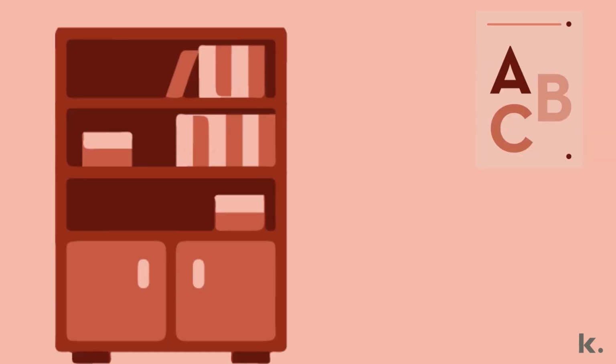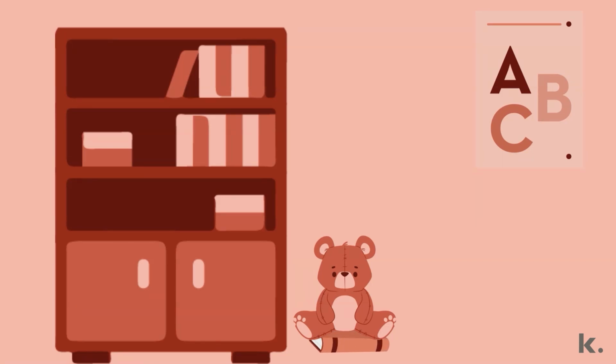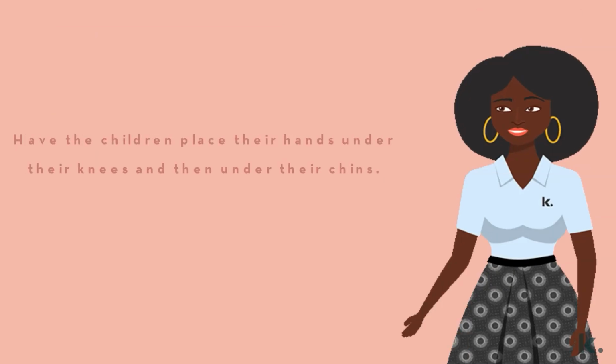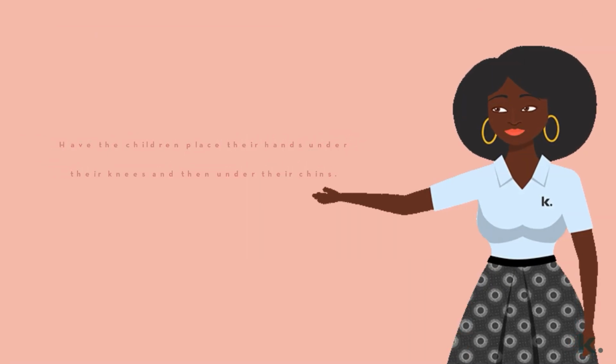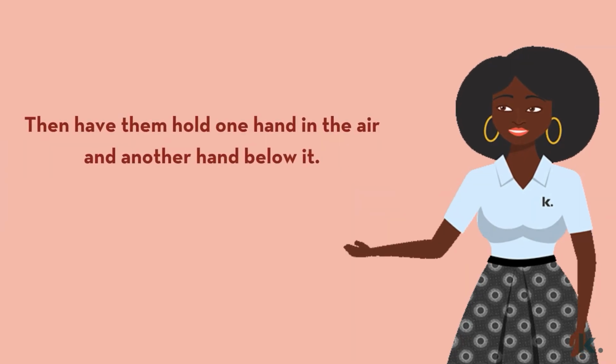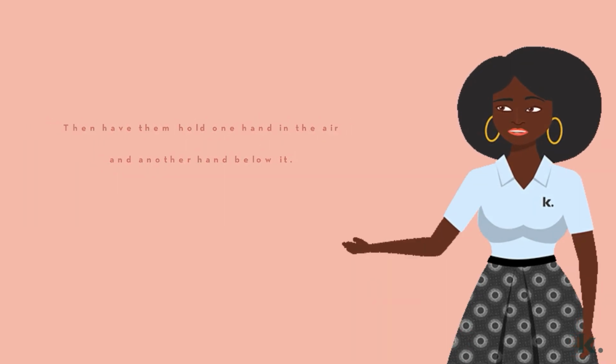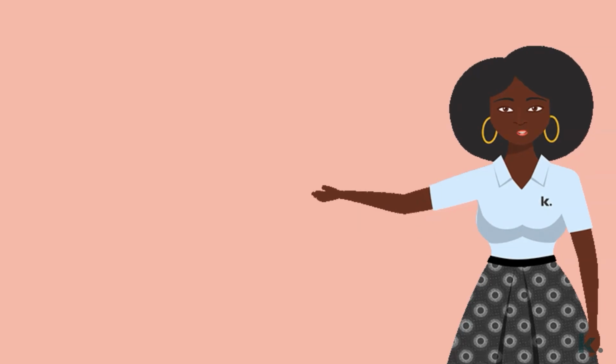Using a bookshelf to illustrate these words, explain to the children that you will place a teddy bear below the first shelf. Then place another object, such as a magazine, directly under the teddy bear. Have the children place their hands under their knees and then under their chins. Then have them hold one hand in the air and another hand below it. Have the children return to their desks.